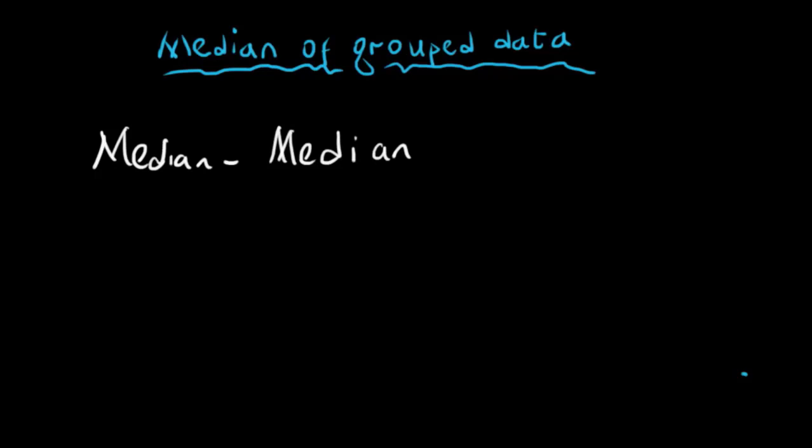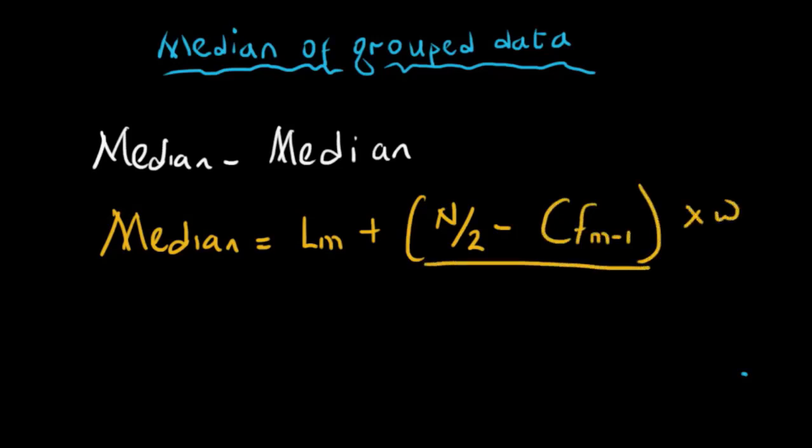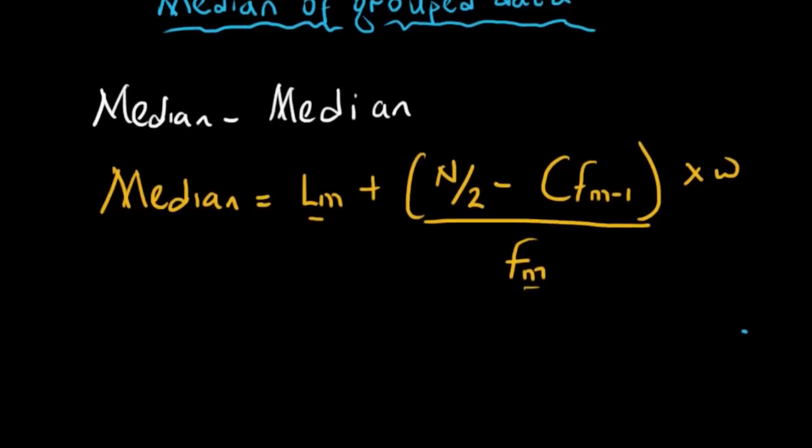data. Now, the formula for median of grouped data is median equals LM plus, into brackets, n over 2 minus CF m minus 1, times the width, and then we've got all over FM. Does this make sense? Now this is a lengthy formula, and we need to say what the different entities mean. Now let's do that.